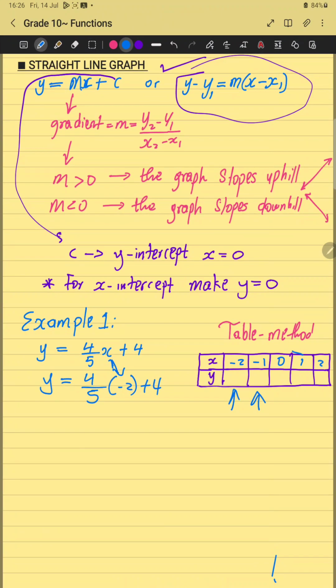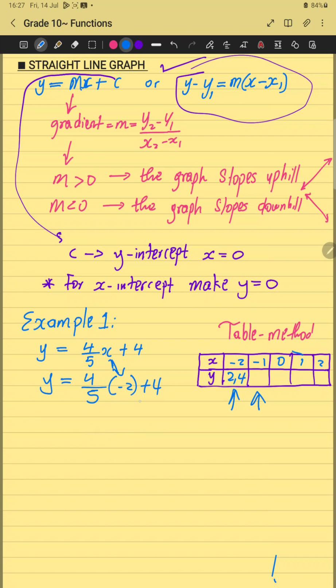So that means the y value here is 12/5, which is 2.4. So we can just use the decimal one, so that you'll be able to predict the value of y in the graph. So the value of y is 2.4.